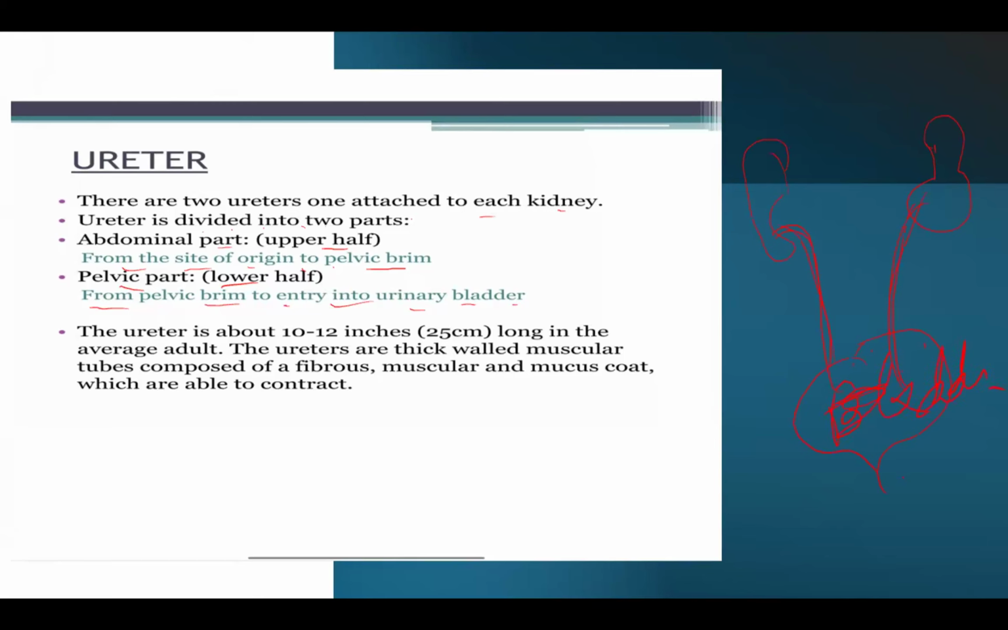The ureter is about 10 to 12 inches, 25 centimeter long. It is 25 centimeter long. In the average adult, the ureters are thick-walled muscular tubules composed of fibrous, muscular and mucous coat, which are able to contract.